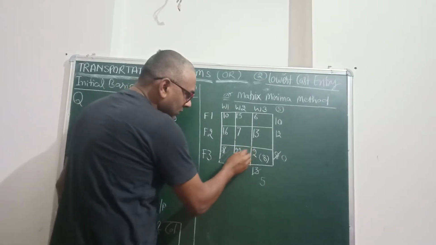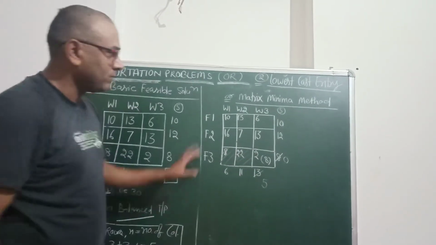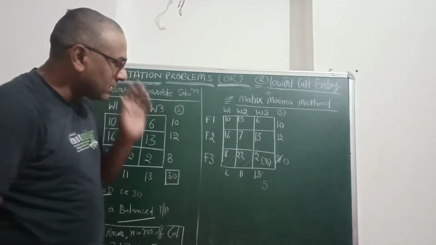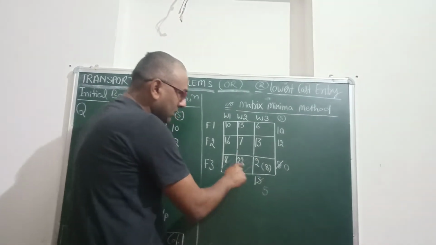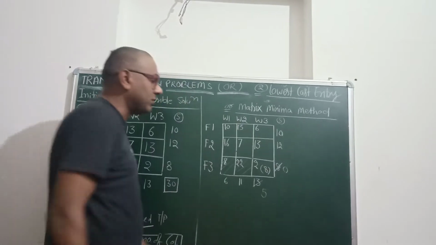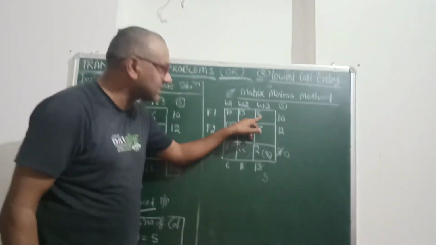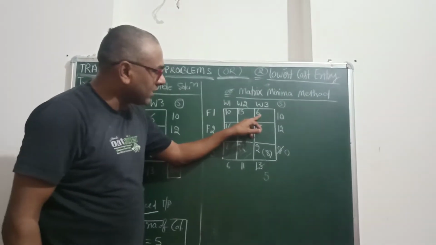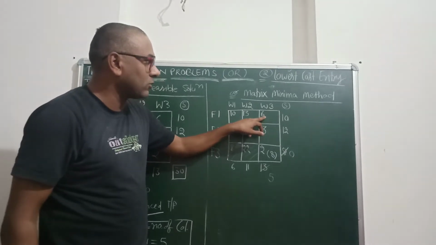have to be ignored. Now after the first allocation has been made, again from these 6 cells we have to choose the minimum unit cost value. So here 6 is the minimum cost value, so we will make the second allocation to this cell.